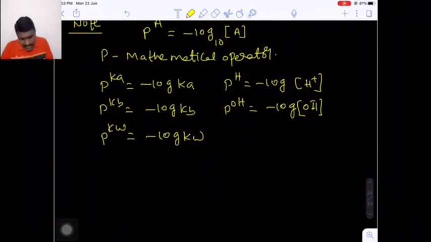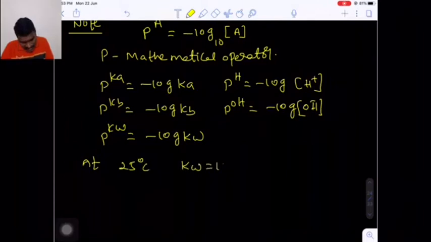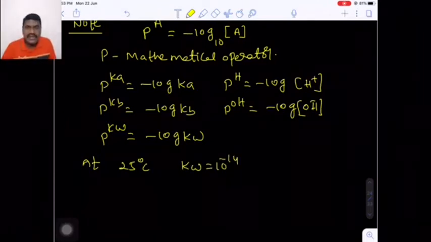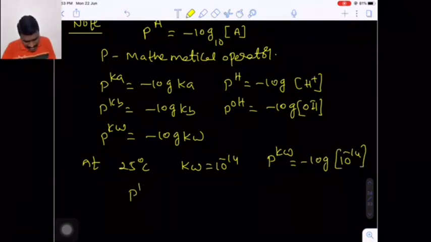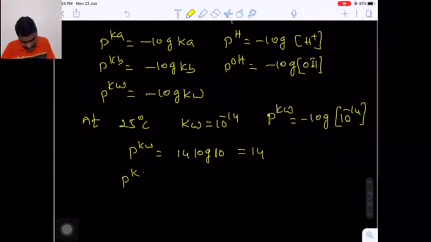Do you know at 25 degrees Celsius, if the Kw value is 10 raised to minus 14 by default, what is the pKw? That will be minus log of Kw, which will be minus log of 10 raised to minus 14. Do you know log x to the power n is n log x? So minus minus plus 14 log 10. Do you know log 10 value is 1? So 14 into 1, 14. So finally, pKa plus pKb will be how much? 14. This is only at room temperature.